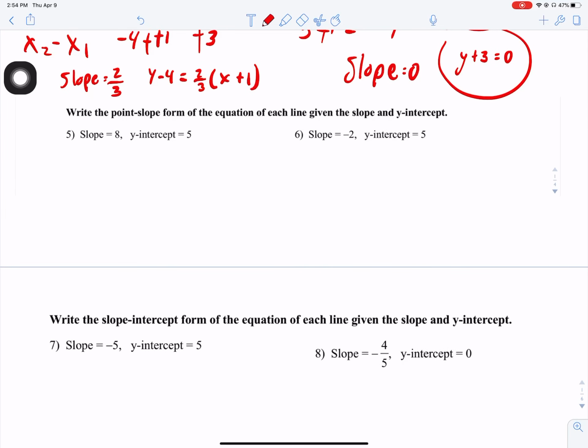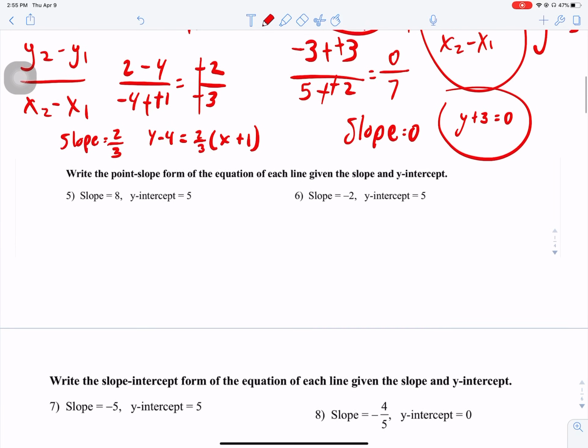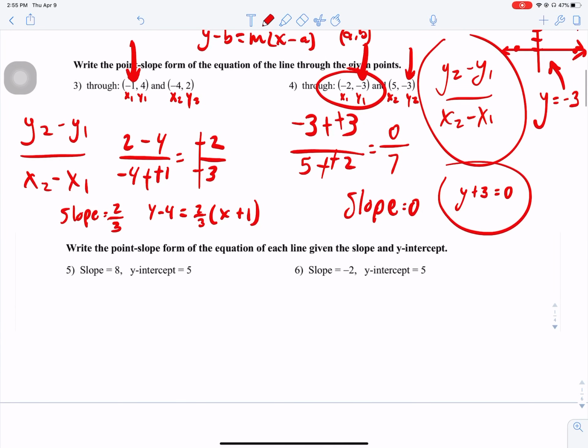Write the point slope form of the equation of the line that goes through the y-intercept. So we have a slope of 8 and the y-intercept is 5. So how do we do it?